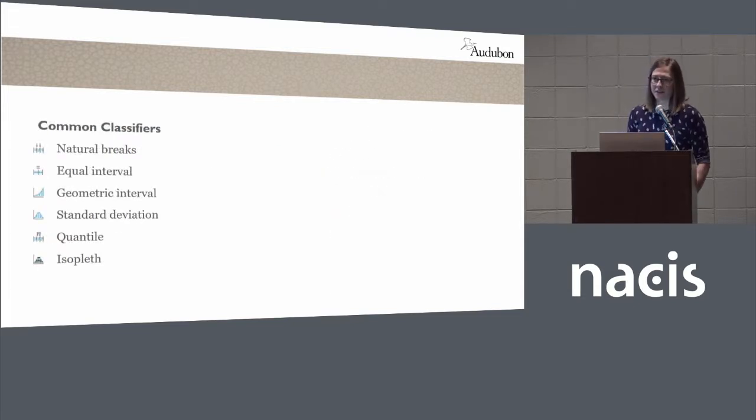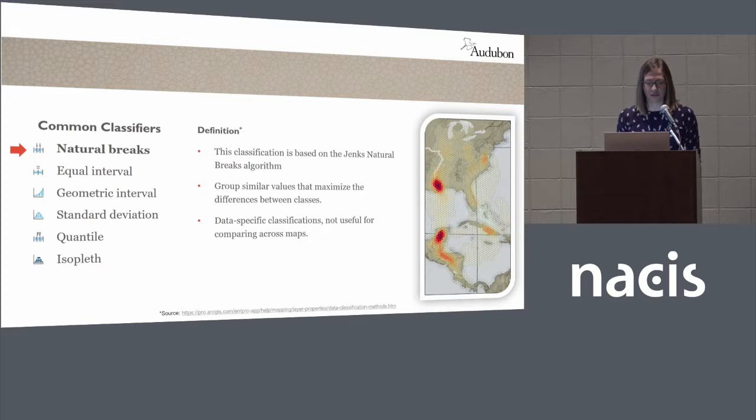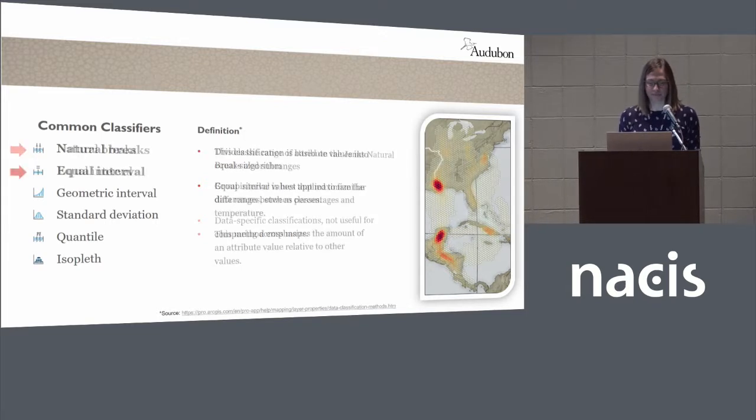So I'll talk through 6 of these, and the first one is natural breaks. This is the default if you're using ArcPro. What it's doing is grouping similar values that maximize the difference between classes. Because it's really specific to your data set and how data are grouped in your data set, it's not useful for comparing across maps because your classes would be different for every map. So it also doesn't seem terribly useful for wildlife data. It's one that I never end up using, even though it's the first one that always shows up.